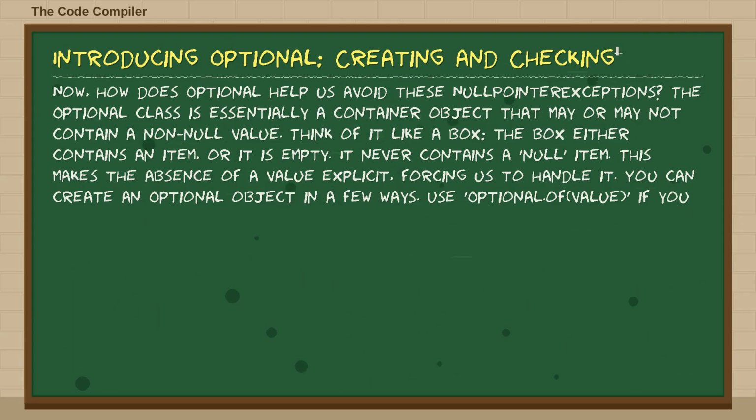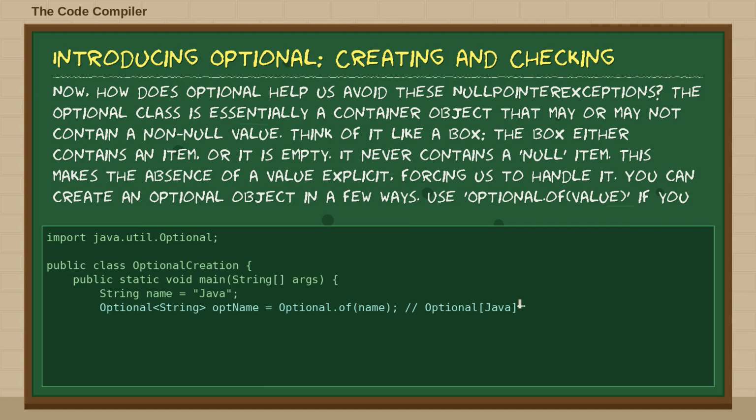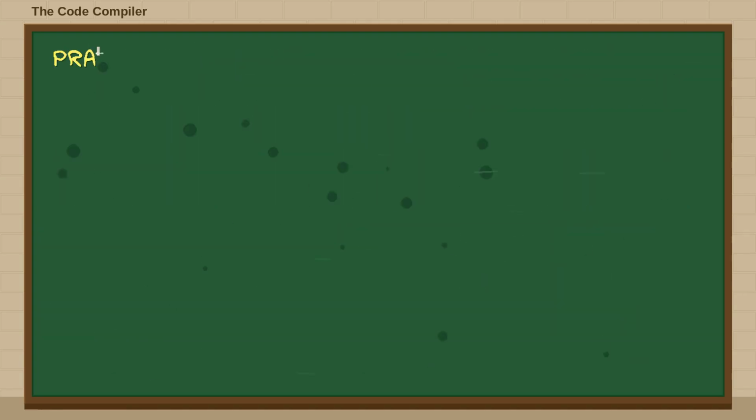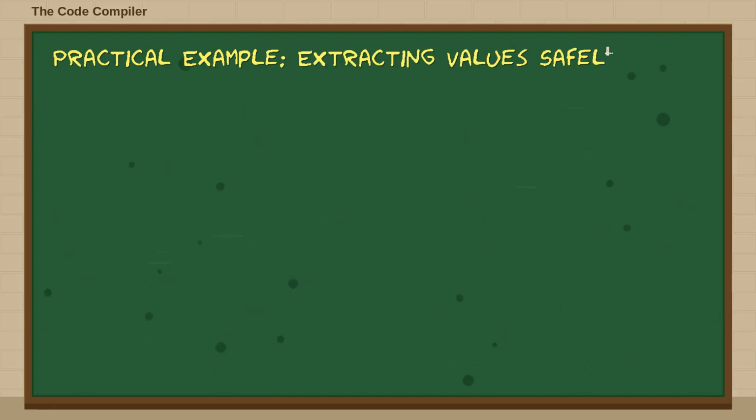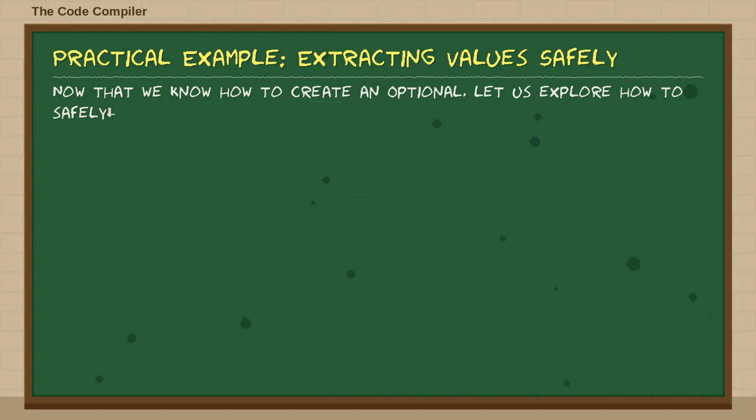Once you have an Optional, you can check if it contains a value using isPresent, which returns true or false, or isEmpty, which is its opposite. This way, you are always aware if you are dealing with a present value or an absent one. Now that we know how to create an Optional, let us explore how to safely extract values from it and handle cases where the value might be absent.